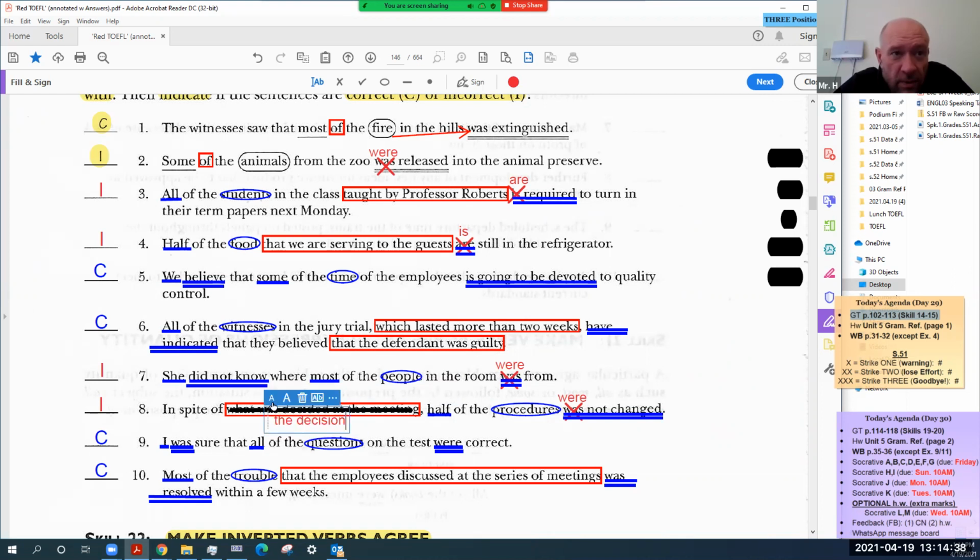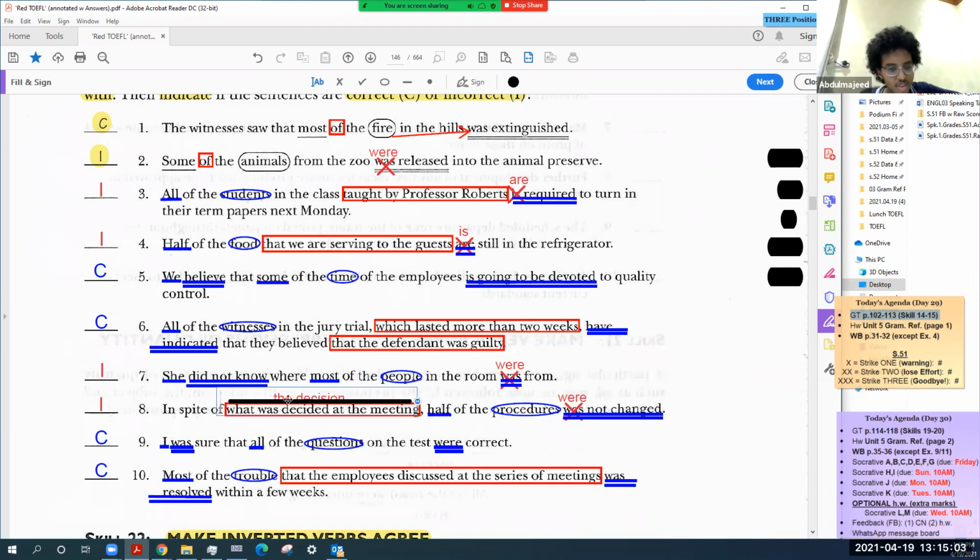Now, what is the decision? Tell me which part of speech? It's a noun, right? So what do I do? I take the noun and change it to a noun clause. You see how I switch it?